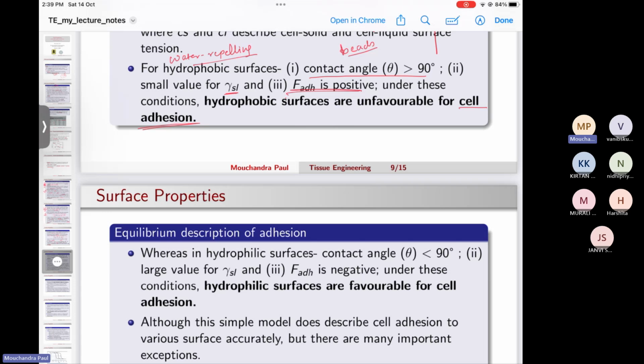On hydrophobic surfaces, the contact angle is quite high, the free energy of adhesion is positive, and the surface tension is also a small value, because of which the cell does not adhere favorably. Cells do not adhere well.